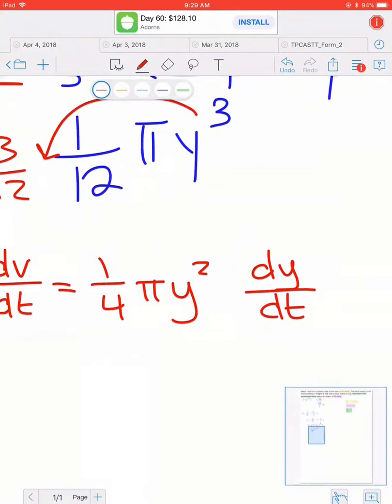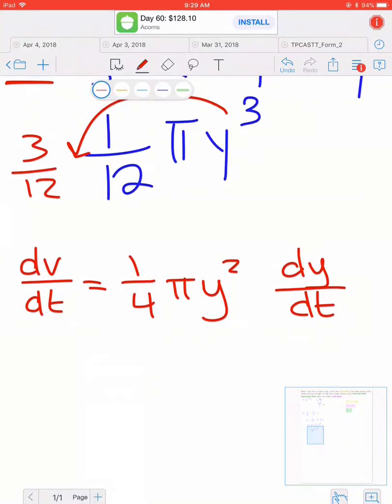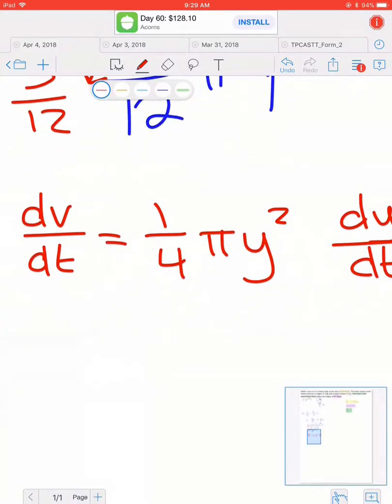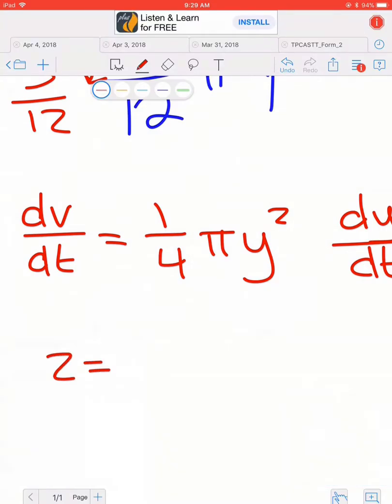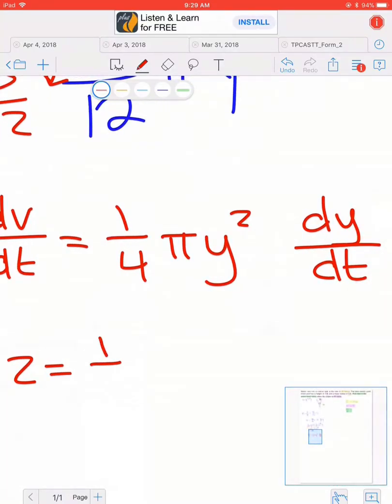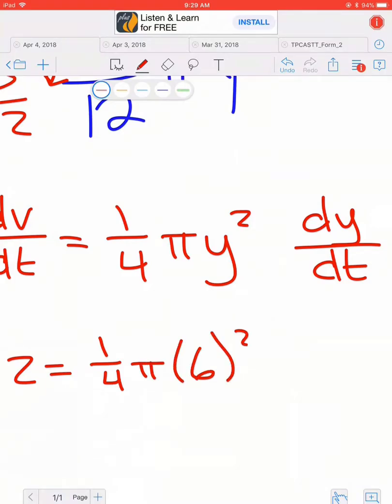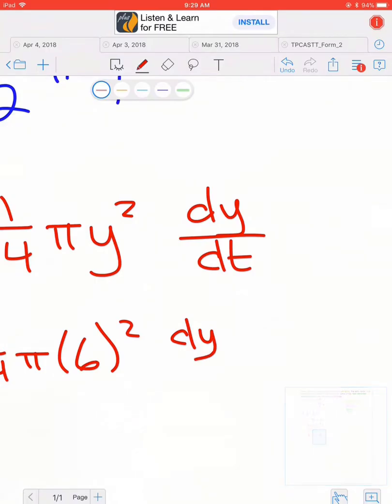Okay, so from here we can plug in the known values. It was given to us in the problem that dV/dt equals 2, and that y is 6. So we're going to plug in 2, and we're going to plug in 6. And we're solving for dy/dt.